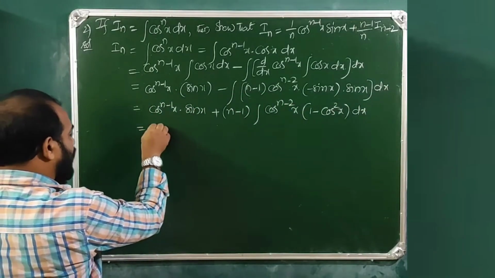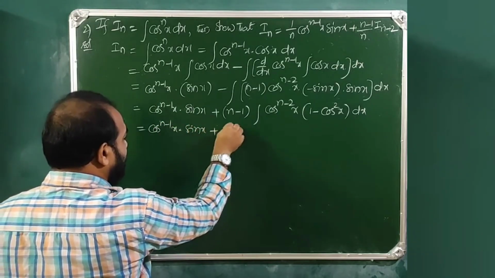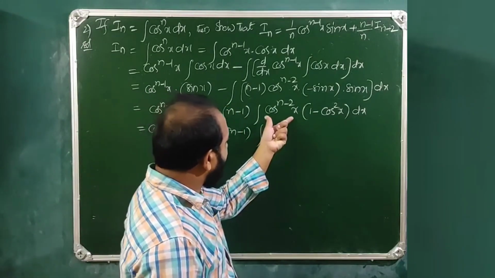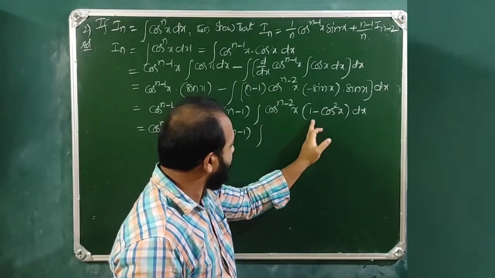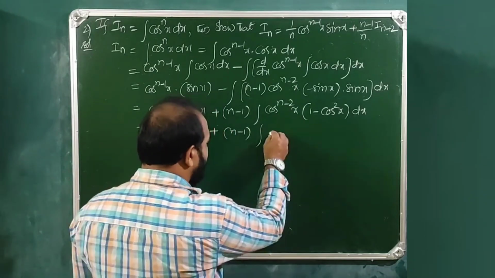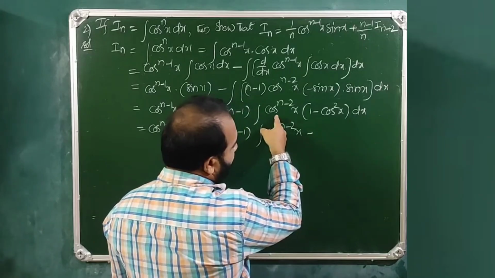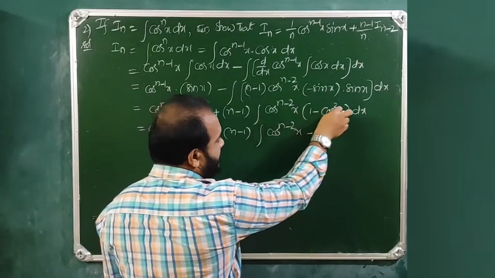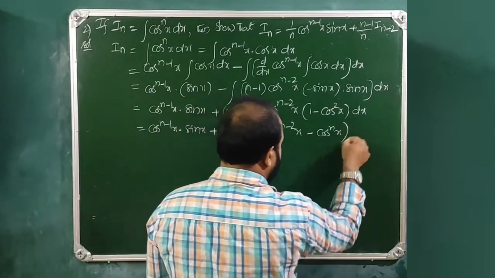This is equal to cos^(n-1)x sin x plus (n-1) integral cos^(n-2)x (1 - cos²x). Using a(b - c) = ab - ac: cos^(n-2)x times 1 is cos^(n-2)x, minus cos^(n-2)x into cos²x. Bases are equal, exponents are to be added: n-2+2, the 2 gets cancelled, cos^n x dx.